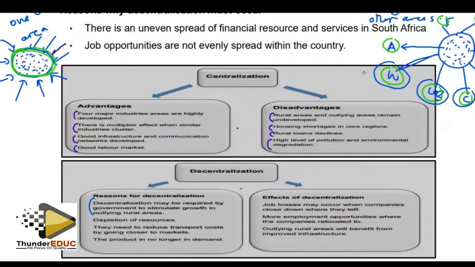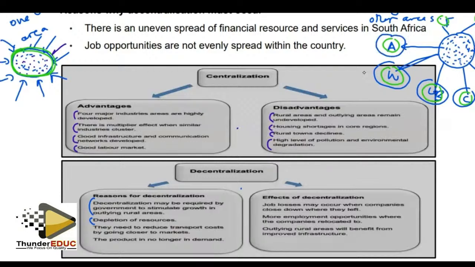Another reason, there will be depletion of resources, meaning in such areas, resources might be finished or might no longer be enough to accommodate the industries. That is why some industries try to move away to other areas which could have maybe more resources.